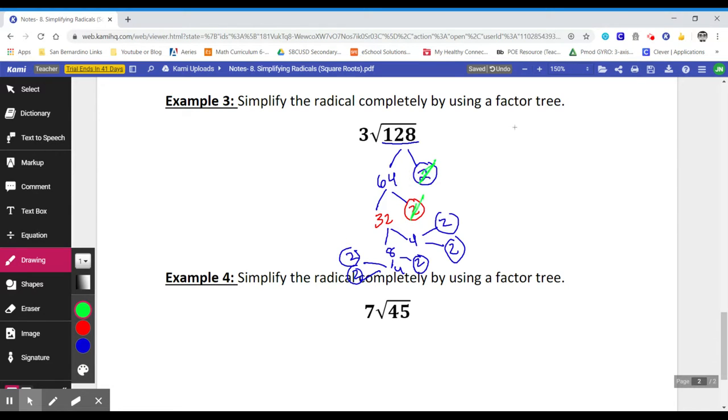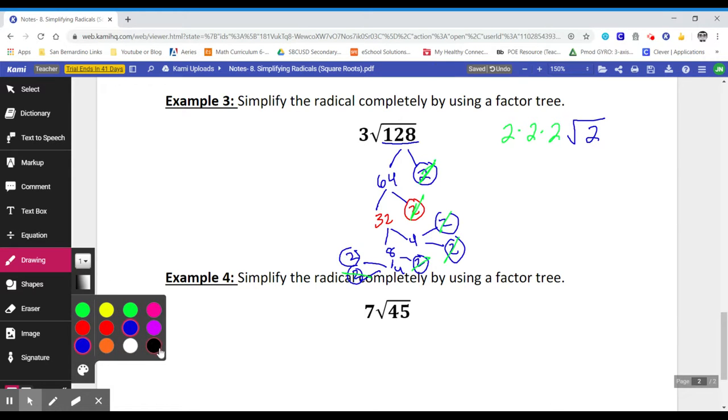So a 2 and a 2, I can take that on the outside. A 2 and a 2, I can take that on the outside as well. I'm going to put a little multiplication symbol. A 2 and a 2 here, I can take that on the outside. And then this 2 doesn't have a buddy to go out with, so it just stays inside. So that 2 is going to stay on the inside, right over there.